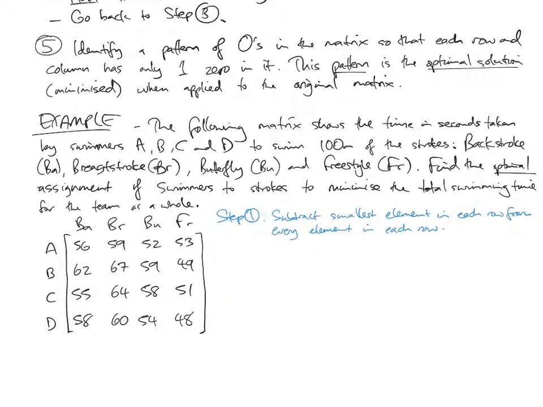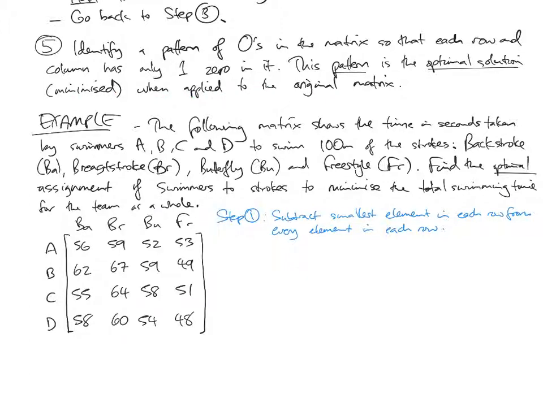Once you've done that repeat of step 3, do step 5, identify a pattern of zeros in the matrix so that each row and column has only 1 zero in it. So it's almost a spatial recognition problem you need to work out in your head. A selection of zeros in the matrix where every row and column only has 1 zero in it. This pattern that you find is the optimal solution, minimization, when you apply it to the original matrix.